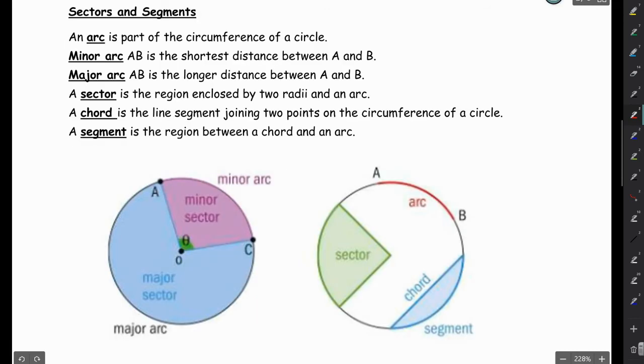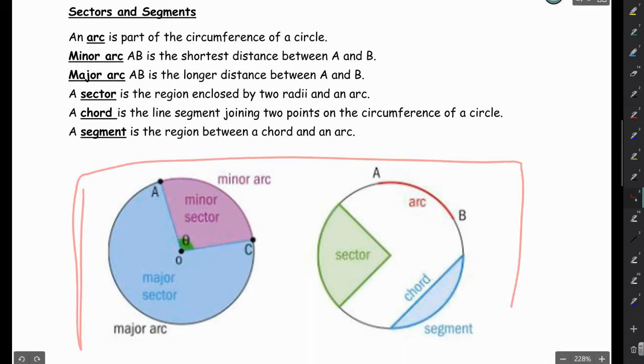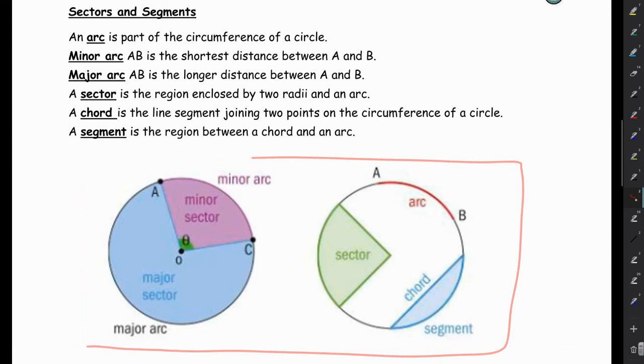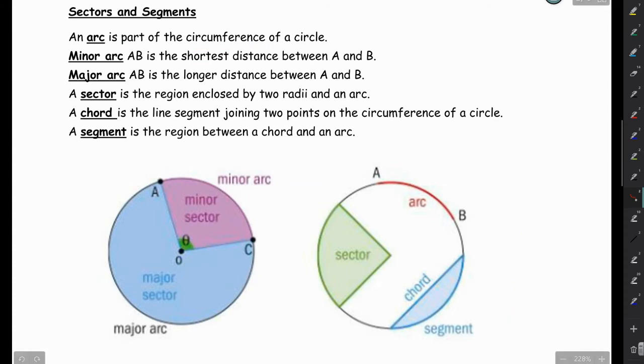So on this page, we have more vocabulary. Most of it, hopefully you remember from your geometry days. I think the pictures I have here should be really helpful. We have an arc, that's the part of the circumference of a circle. We have a minor arc, that would be the shortest distance between 2 points like A and B, or a major arc, which is going to be the longest distance between A and B.